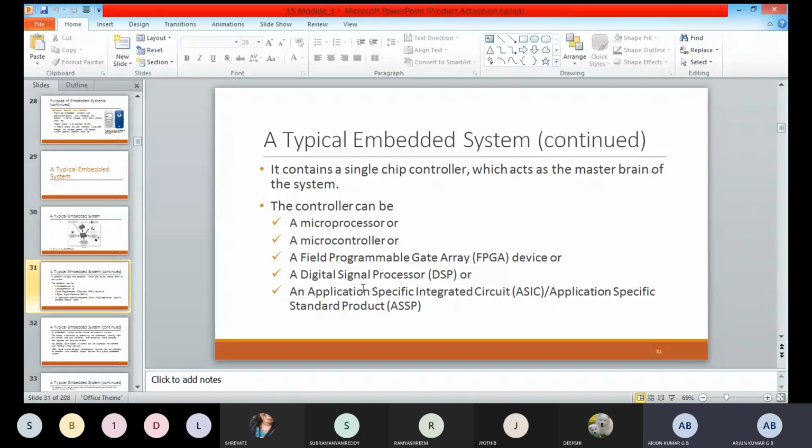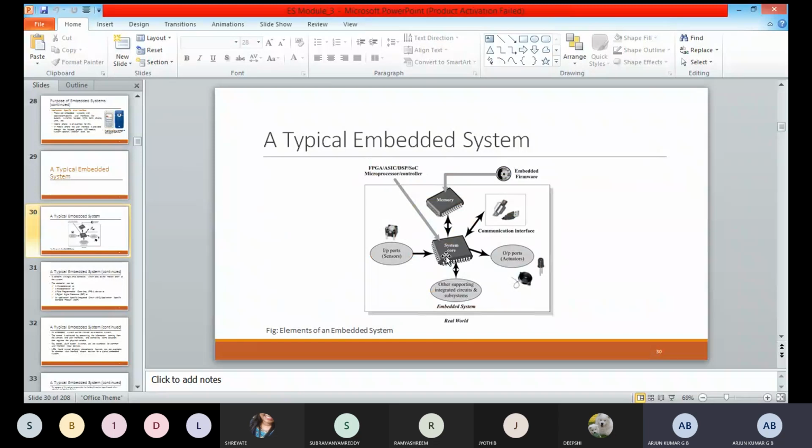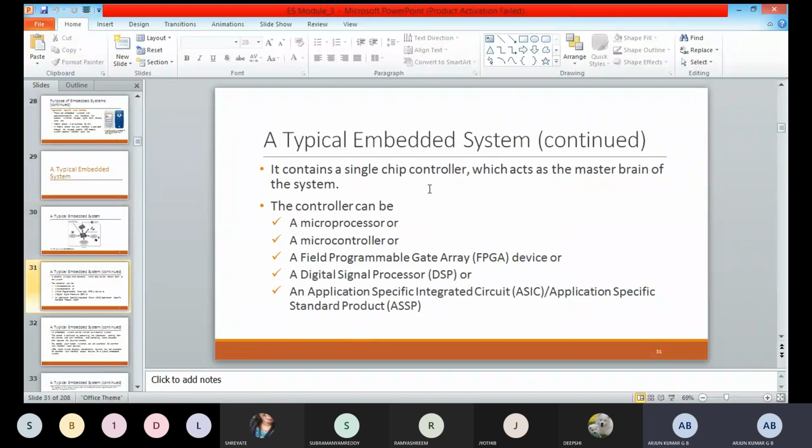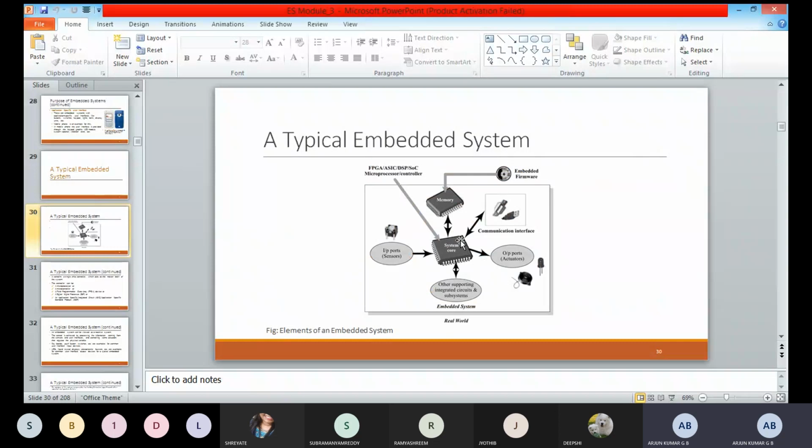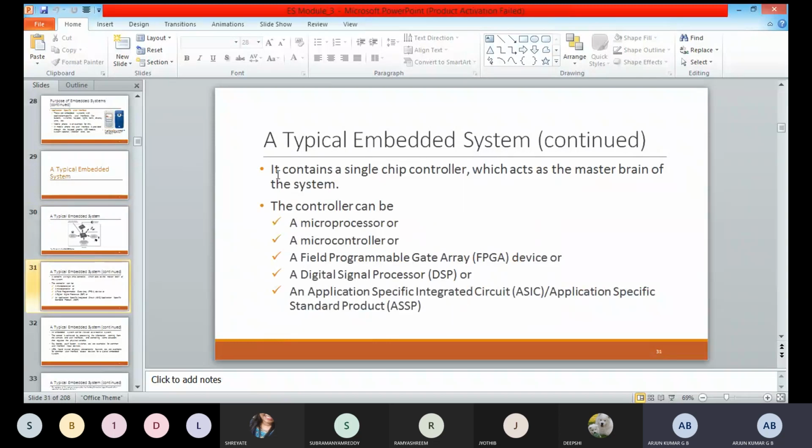See, a typical embedded system contains a single chip controller. There is only one chip, one microcontroller or one microprocessor. This single chip controller acts as the master brain, the main unit, the master unit of the system. The processor controls or monitors the system based on the software framework. It contains the single chip controller which acts as the master brain of the system.